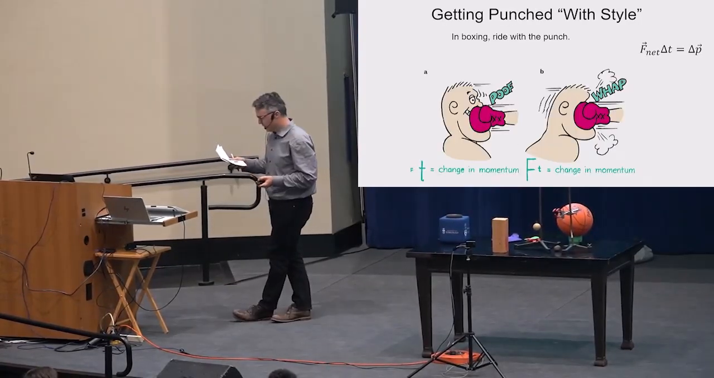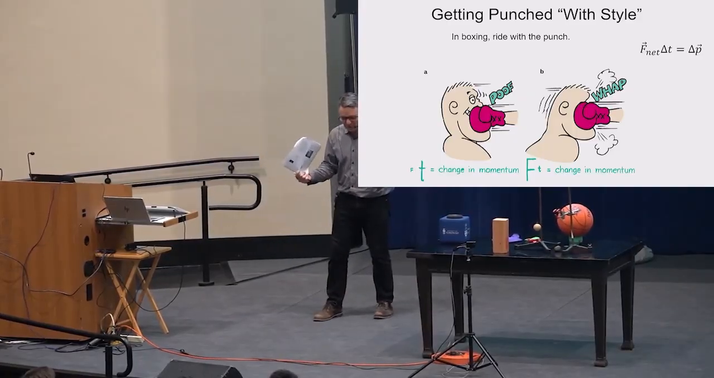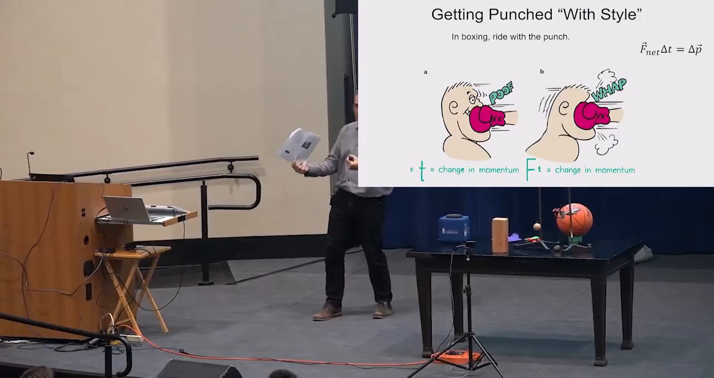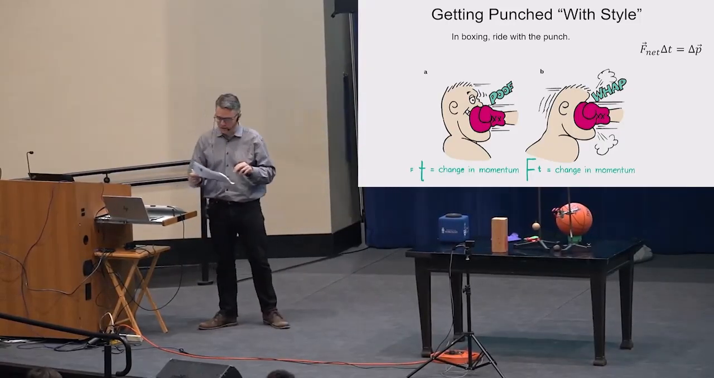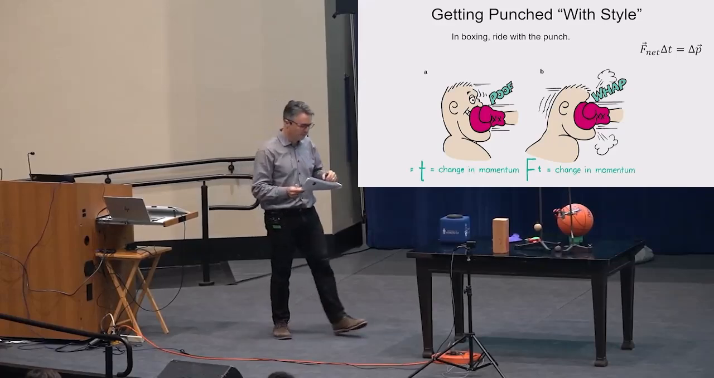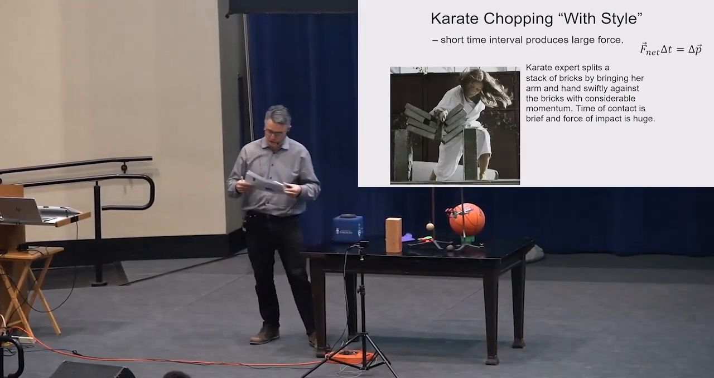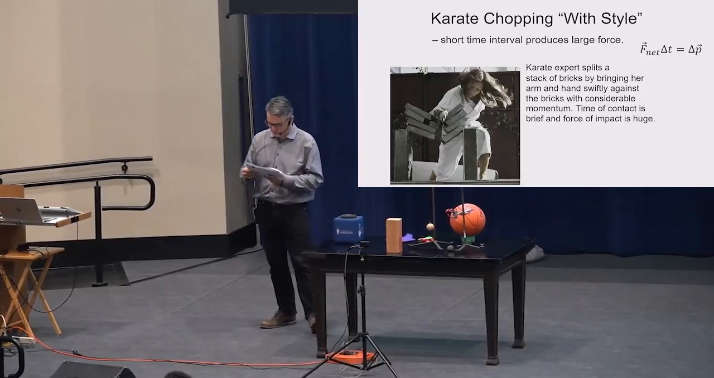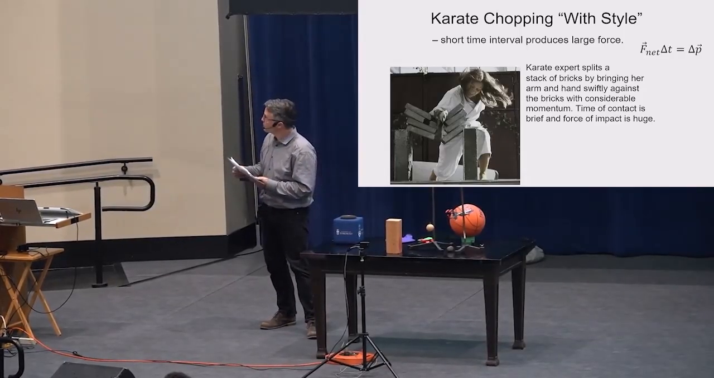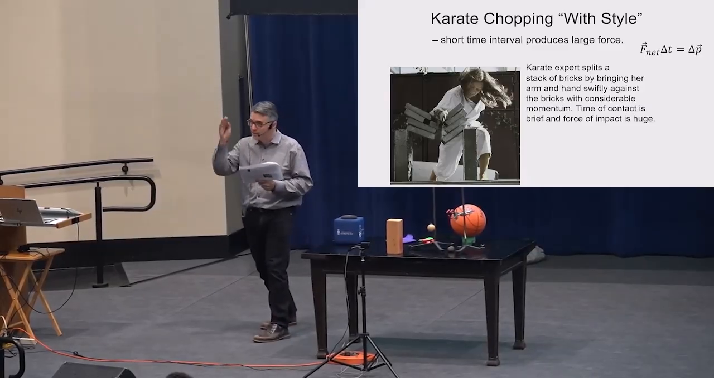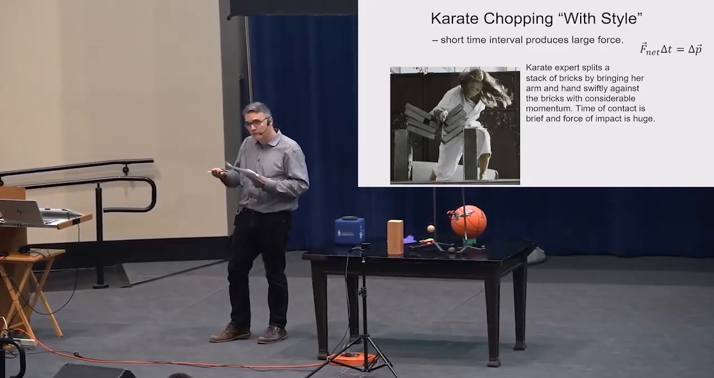Getting punched with style is that, rather than really holding still when someone punches you, which decreases the delta T, if you let the punch move you more, you can increase delta T and again decrease the force that you feel. If you're the one doing the punching though, you might want to make that a sharp, small delta T. This is how a karate expert splits a stack of bricks by bringing her arm and hand swiftly against the bricks, decreasing that delta T for a fixed change in momentum, and then delivering a huge force that breaks the bricks.